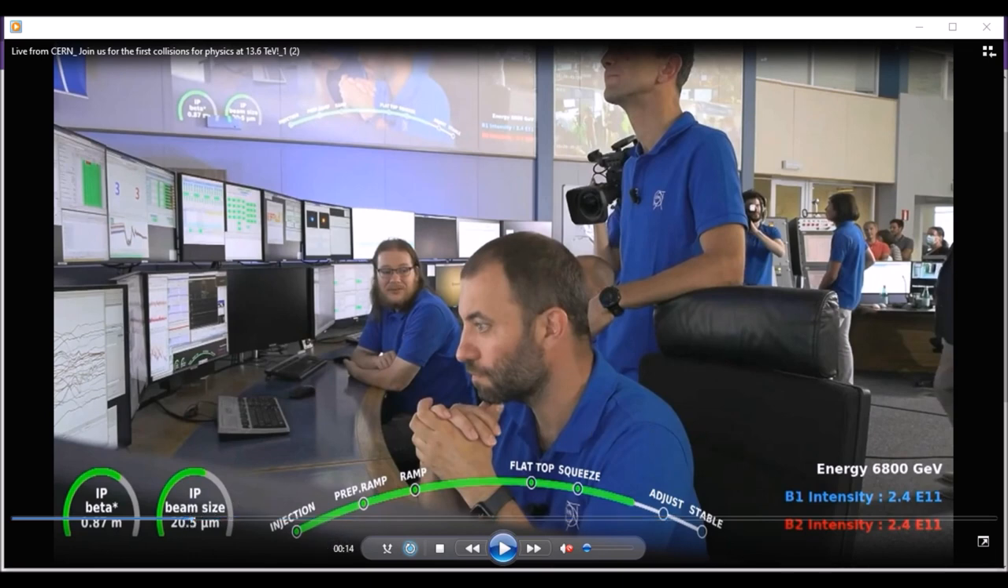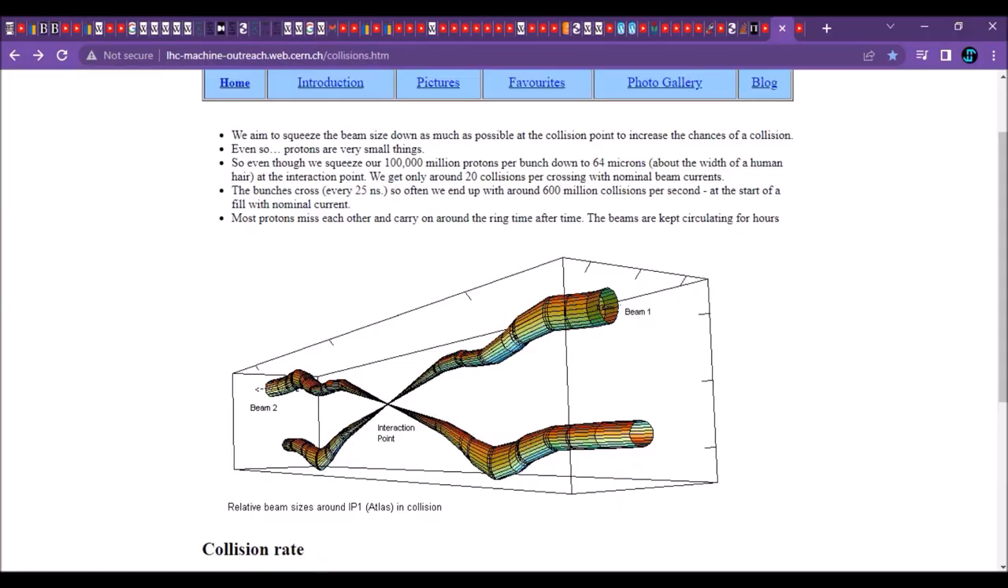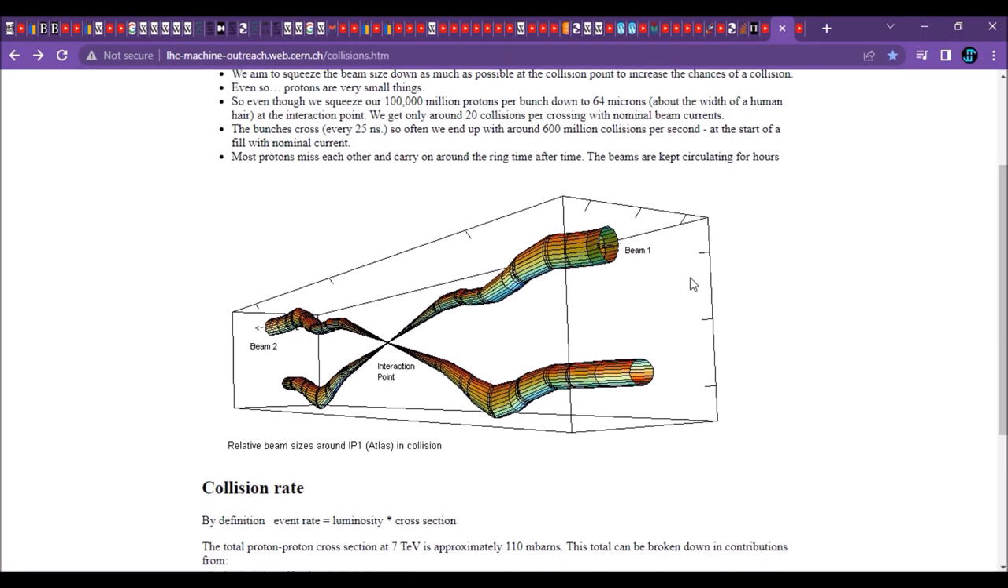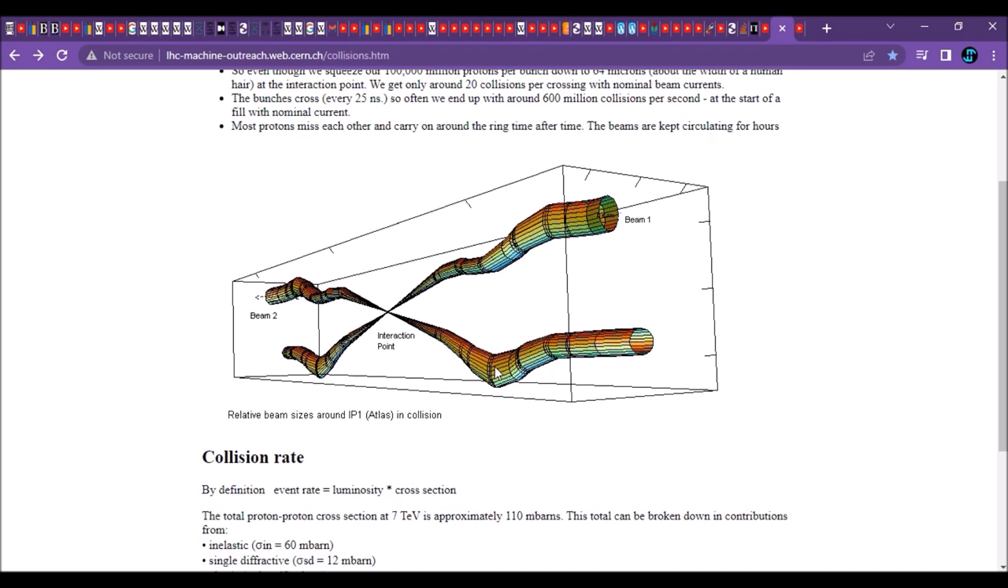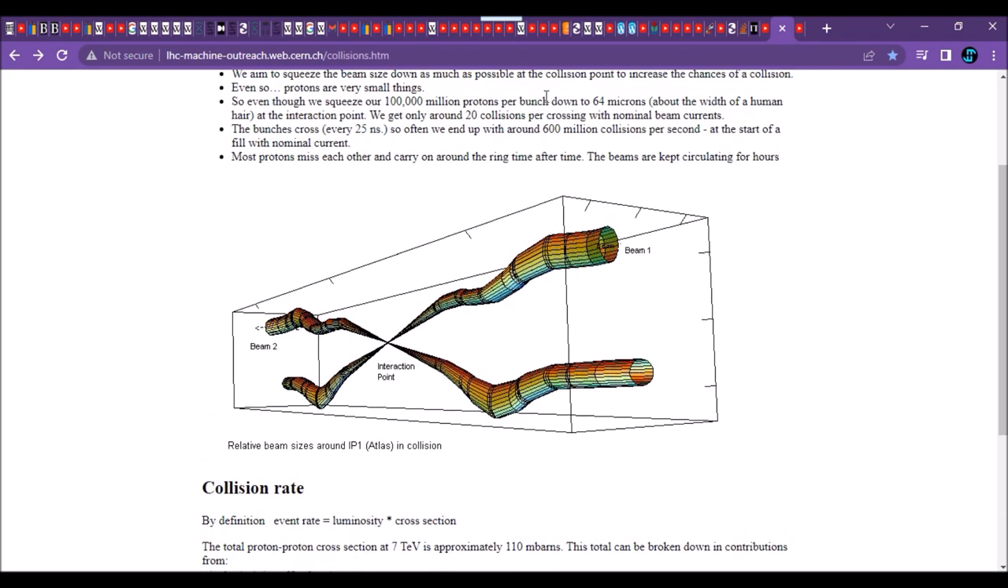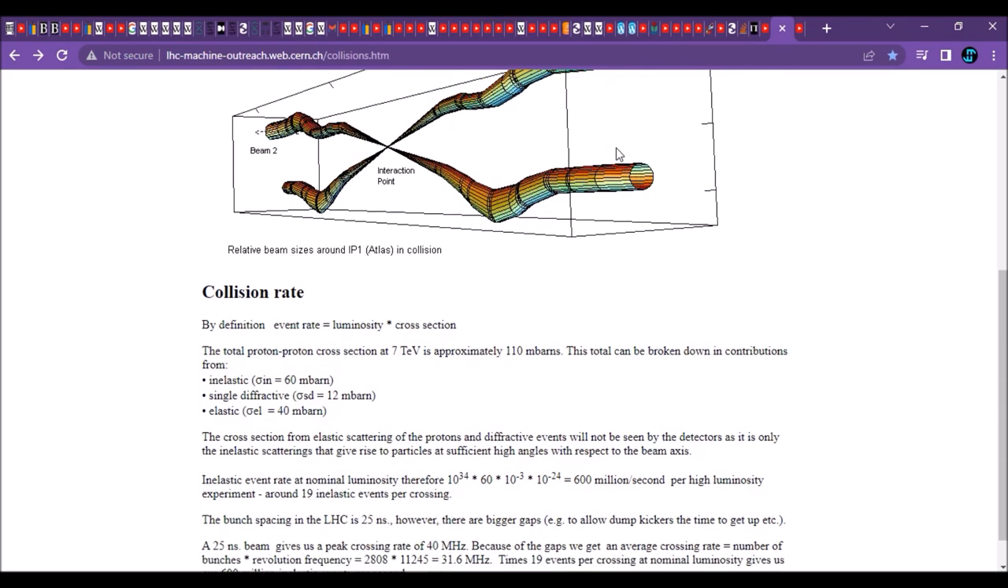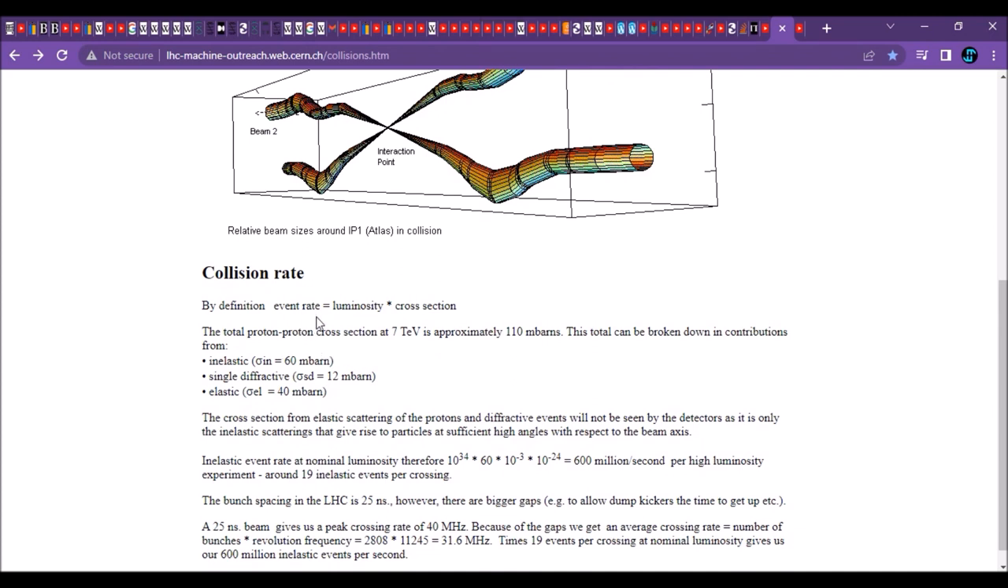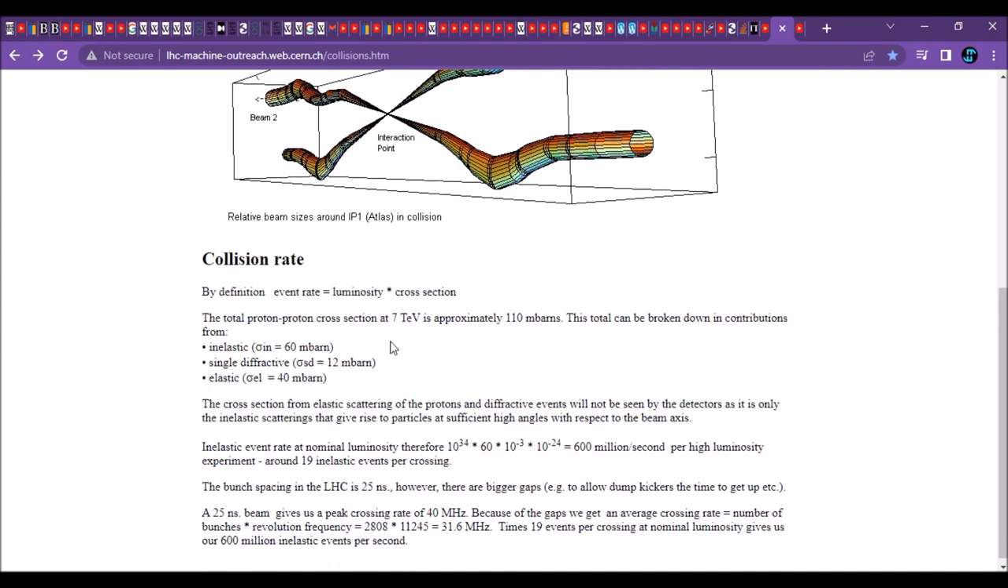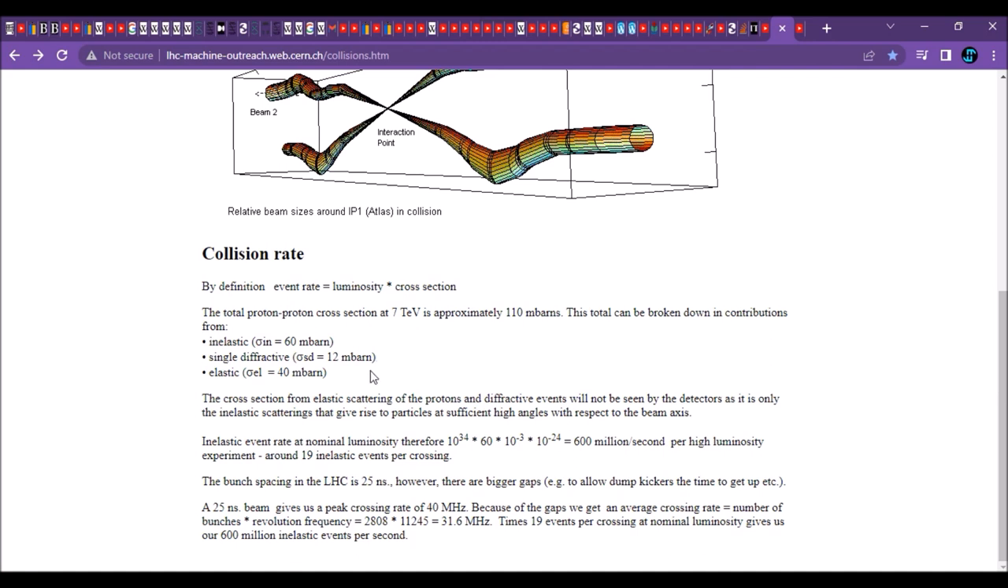So the area is very small. However, the number of collisions that are of interest is very small as well. So even in this small area where you have an interaction point, the number of particle collisions of protons that are of interest is very small, roughly only 20 collisions per crossing at nominal beam currents. So the event rate is quite small because the cross-sectional area is quite small.